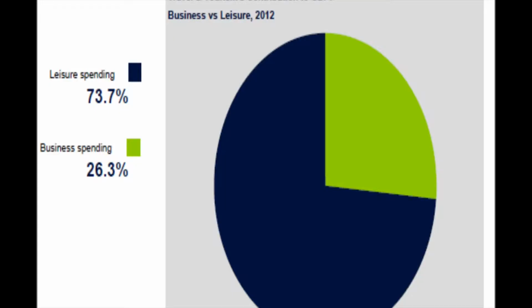Leisure travel spending, inbound and domestic, generated 73.7% of direct travel and tourism GDP in 2012, Chinese yuan 2,388.4 billion, compared with 26.3% for business travel spending, Chinese yuan 853.9 billion.